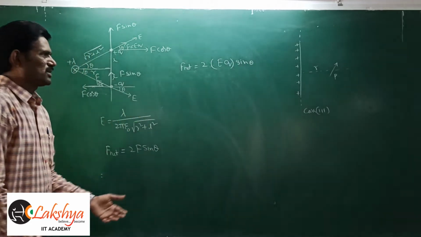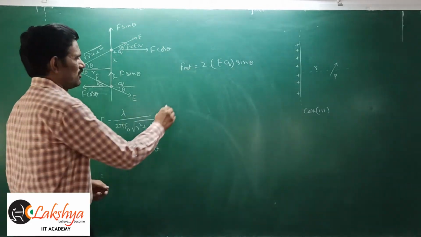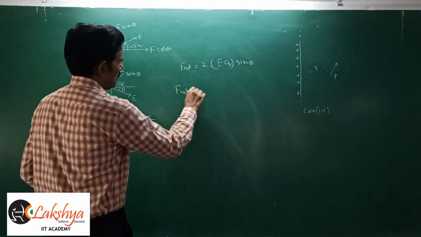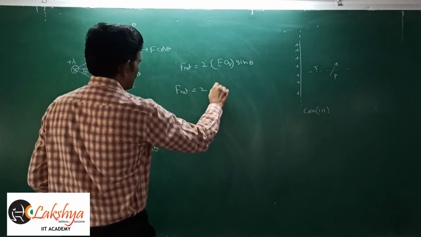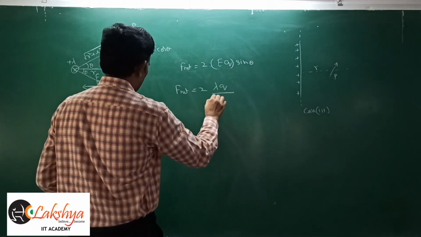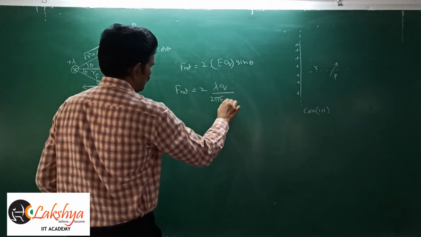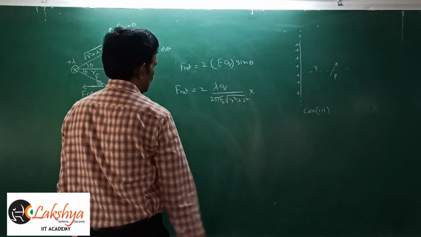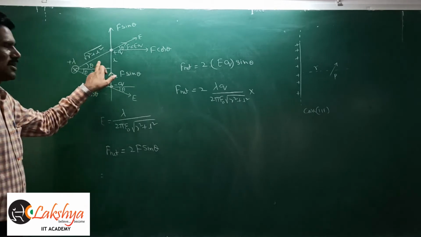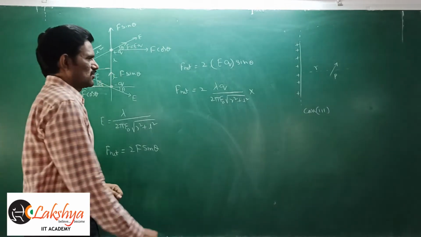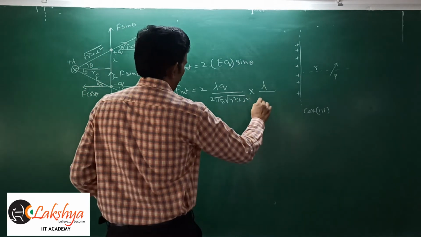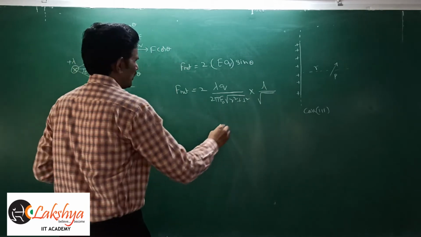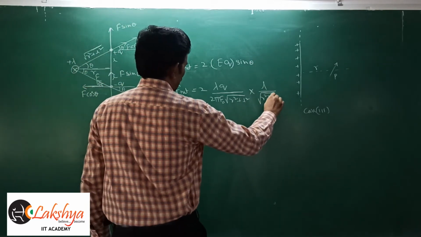Now let us substitute that E value and the sin theta value by using this diagram. So 2 into E value is lambda into q by 2 pi epsilon naught into under root of r square plus l square, that is Eq, into sin theta we can write by using this diagram, right? And so that is l by, opposite side by hypotenuse, which is under root of r square plus l square we can write here.